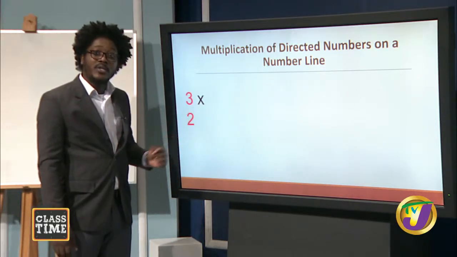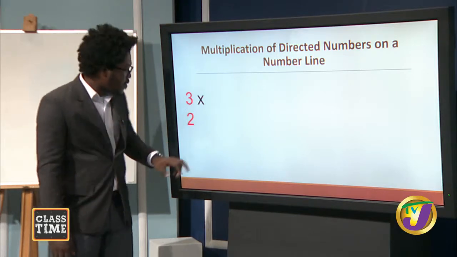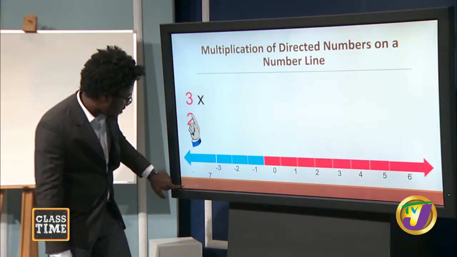Excellent. Good. So let's go into our first example. 3 multiply 2. Now what this is saying to us, let me just go back a bit.